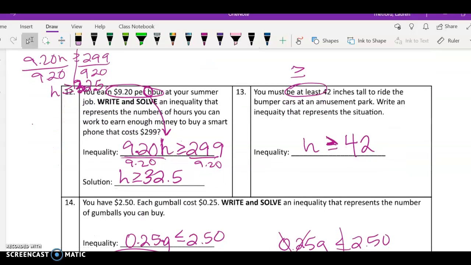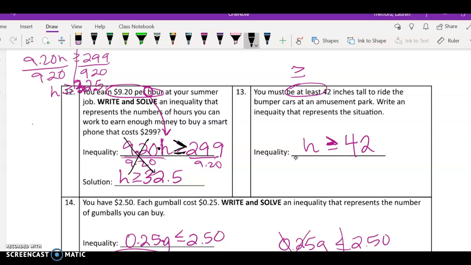Number 12 says you earn $9.20 per hour. So I put 9.20 times H, however many hours I work. And I want to buy a smartphone that costs $299. So this amount of time that I work and how much I earn for that time has to be larger than or equal to $299. So then I divide by $9.20 on both sides. And I get H by itself because those cancel. And I get H is greater than or equal to 32.5. So I have to work 32.5 hours or more to be able to buy my smartphone.